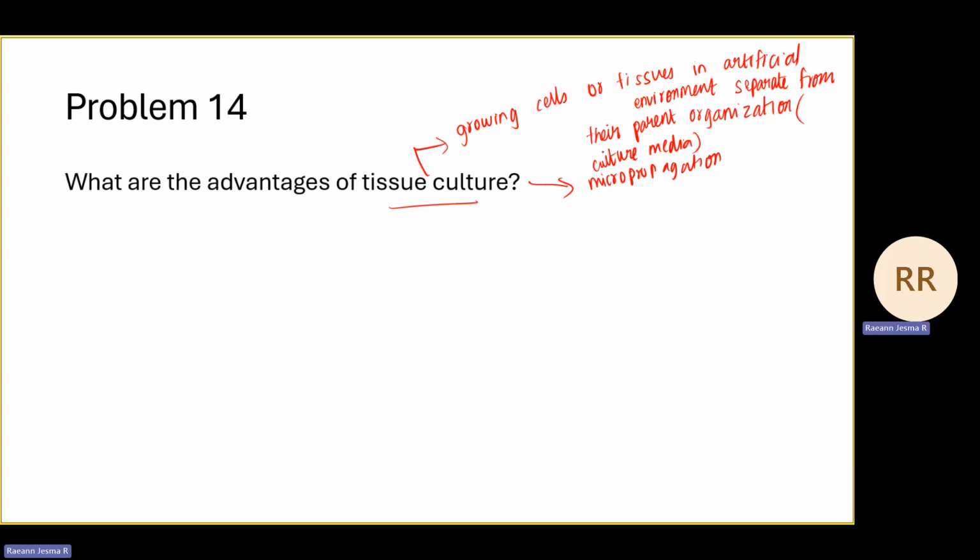Why do we need tissue culture? So we can do various things like we can produce disease-free plants. We can also do any genetic modification. We can test how drug metabolism happens and so on. Okay. So if we look at what are the advantages of tissue culture, first is that since we are growing it in a separate medium, it gives us a good control for the enrichment.